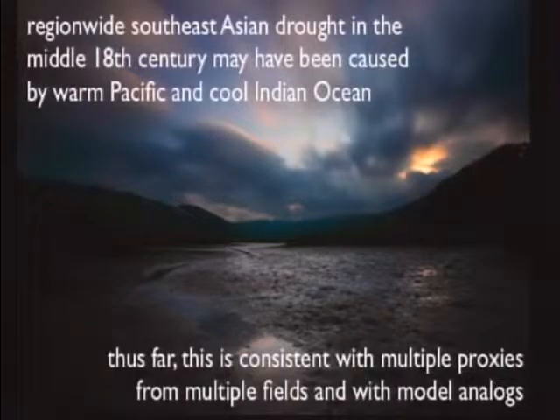And so my conclusion is this: this region-wide Southeast Asia drought in the middle of the 18th century may have been caused by a warm Pacific and a cool Indian Ocean. That's consistent with both multiple proxies of SSTs as well as our terrestrial drought reconstructions, and it's consistent with the model analogs, as I've shown, within the limits and the caveats I suggested there are.